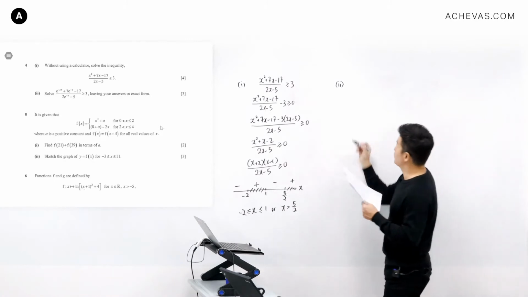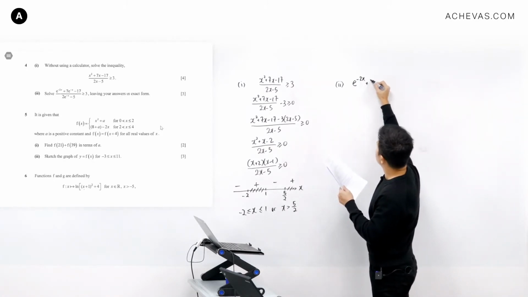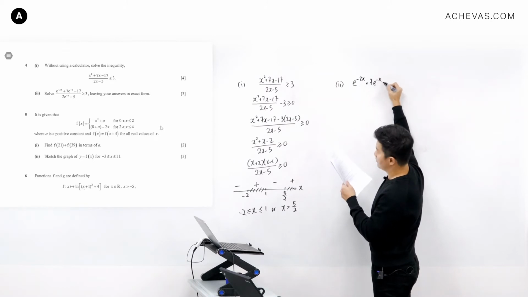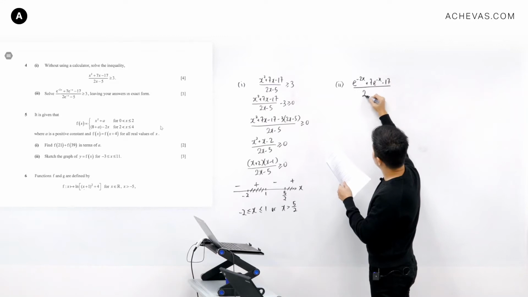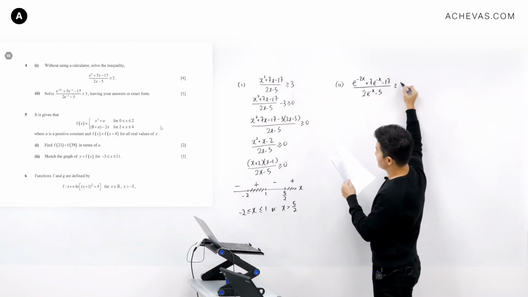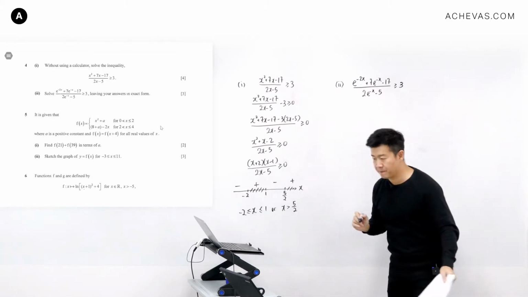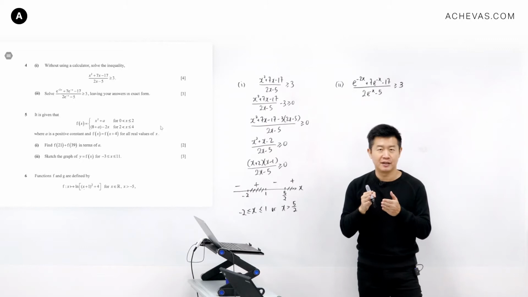Part 2, we are supposed to solve for e to the power of minus 2x plus 7e to the power of minus x minus 17, divided by 2e to the power of minus x minus 5, is bigger or equal to 3. But let's see how this question is actually being asked.